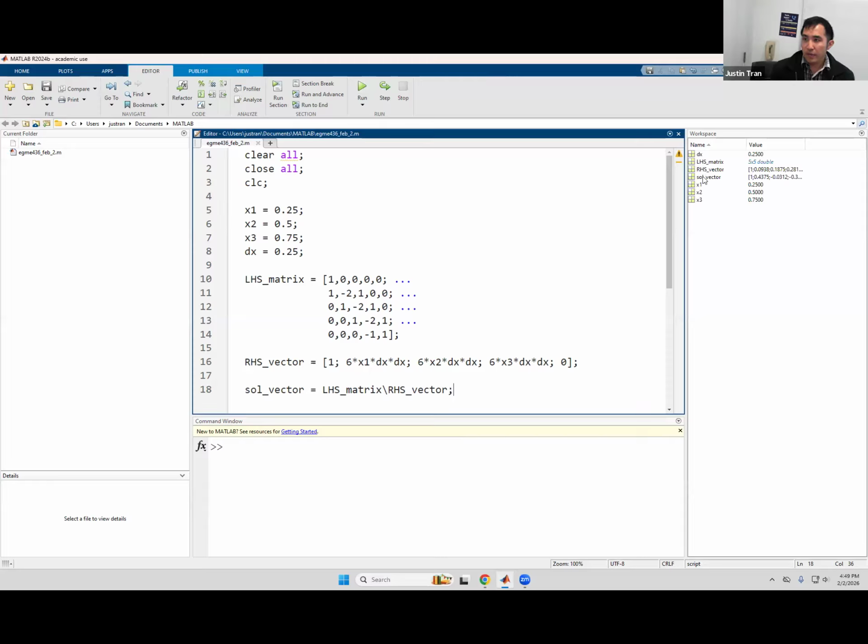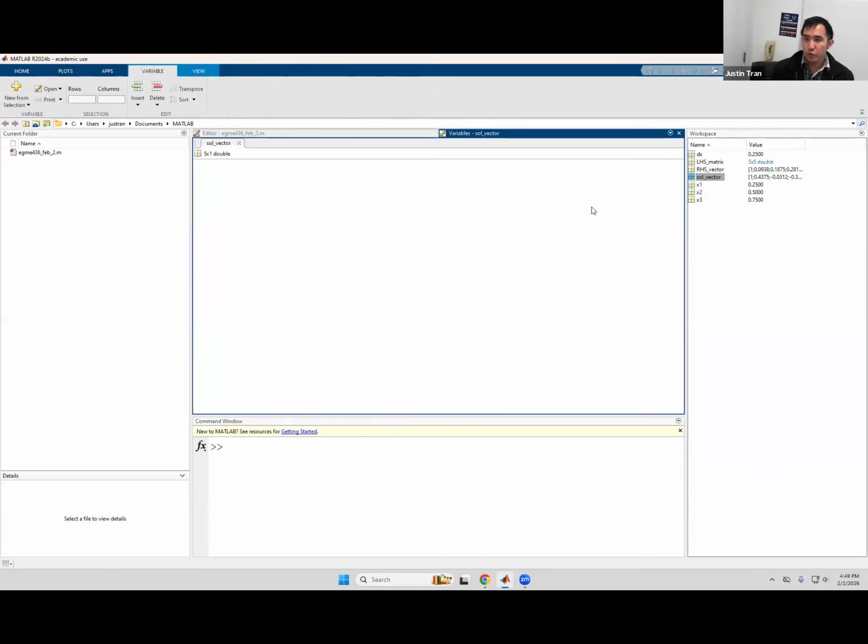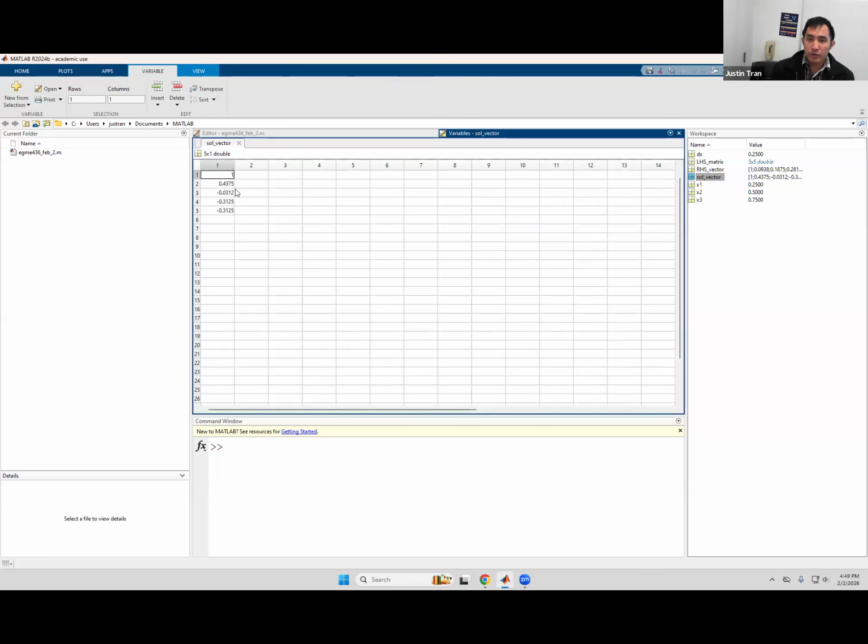And that is our solution. If you open up the variable here for sol vector, this will give you what the solution is at each node. So the value for x0 is 1. The value for x1 is 0.4375. The value for x3, or x2, excuse me, is minus 0.0312. Value for x3 is minus 0.3125. Same thing for x4.